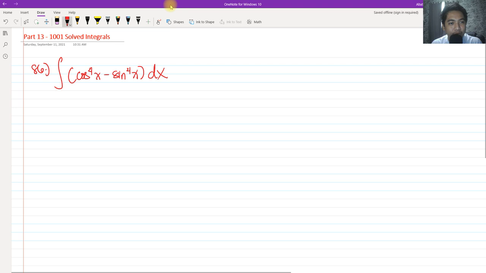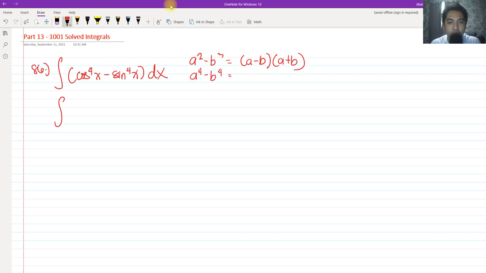We have the integral of cosine raised to 4x minus sine raised to 4x dx. First, if we are going to notice, this is actually a product of the difference. So we can rewrite this cosine 4x minus sine 4x. If you may wish to recall, if you have a squared minus b squared, we can factor it out as a minus b and a plus b. But since this is already in terms of raised to 4, we'll be having a squared minus b squared and then a squared plus b squared. So the same principle, same concept that we are going to use.